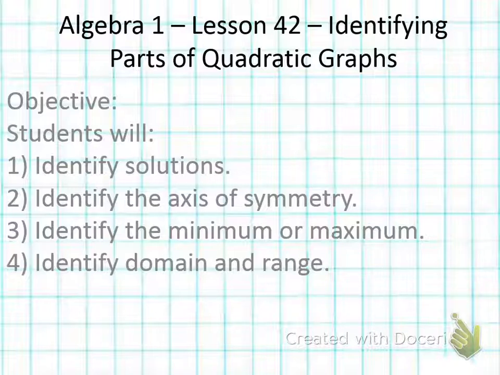So today our goal is to look at a graph, and we're going to do these four things: identify solutions, we're going to identify the axis of symmetry, minimum or maximum, and identify the domain and range, okay?